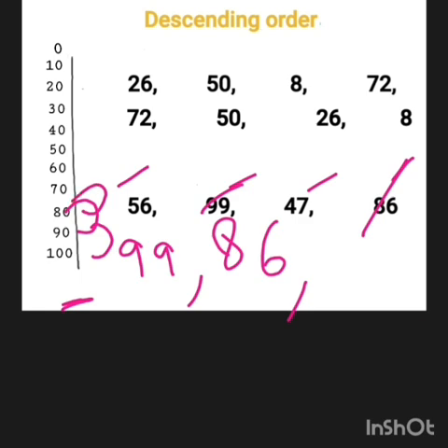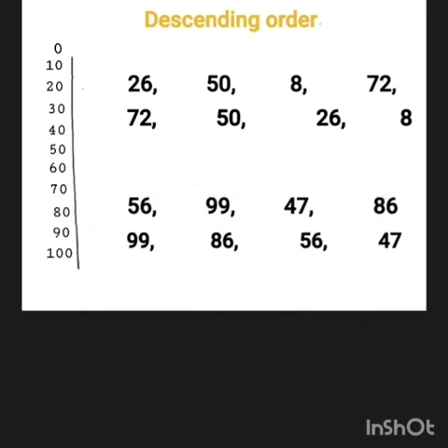Then we will see 80 to 70. We have nothing. 70 to 60. We also don't have. Then 60 to 50. Yes, we have 56, right? So I will write 56 and then I'll cut this. So my smallest number in this range is 47. So students, this is the way to solve the descending order. I hope you understand this topic.